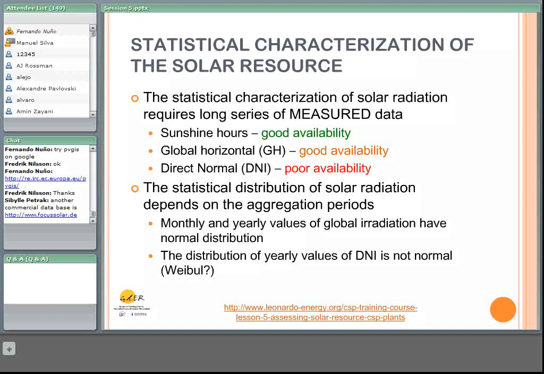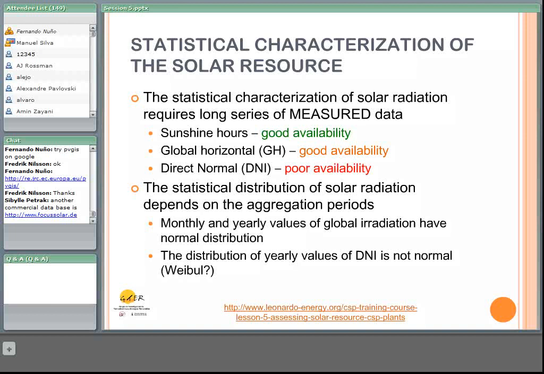Normally the series either are very short or they show a lot of problems, because measurement of the beam component is complicated because of the fact that you need an accurate tracking of the sun. And now with automatic trackers it's easier, but before with trackers that required periodical adjustments it was more difficult, and errors were common.